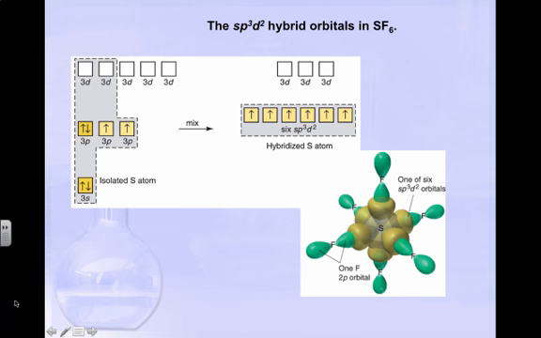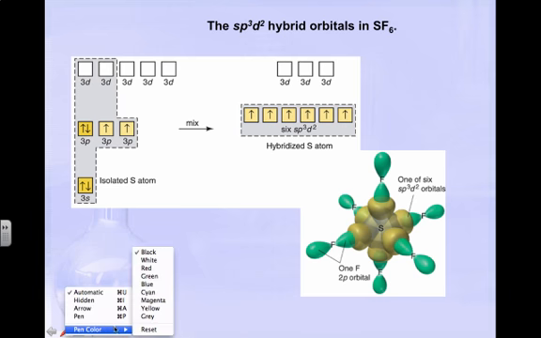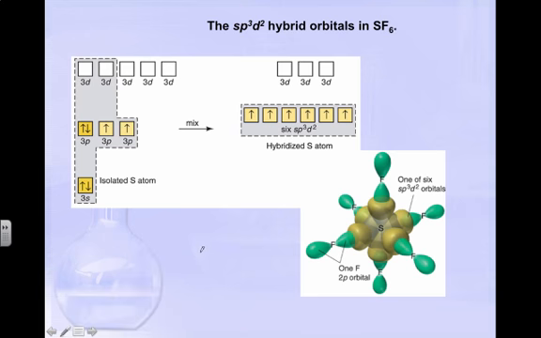And then sulfur hexafluoride. That's octahedral. So you just count 1, 2, 3, 4, 5, 6. So it's 1 S, 3 P's, and then 2 D's, and that would give you 6.